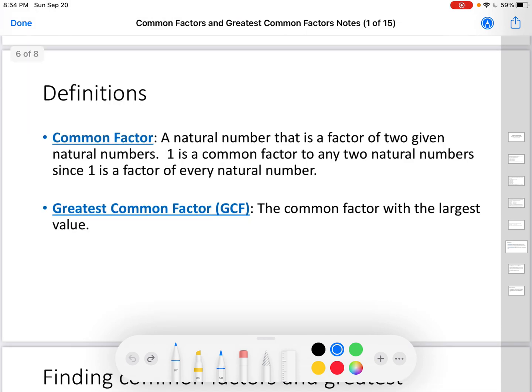Okay. Definitions. A common factor is a natural number that is a factor of 2 given natural numbers. 1 is a common factor to any 2 natural numbers since 1 is a factor of every natural number. Since 1 is a common factor, you always have at least 1 common factor, if not more. Usually you have more. A greatest common factor is the common factor with the largest value.